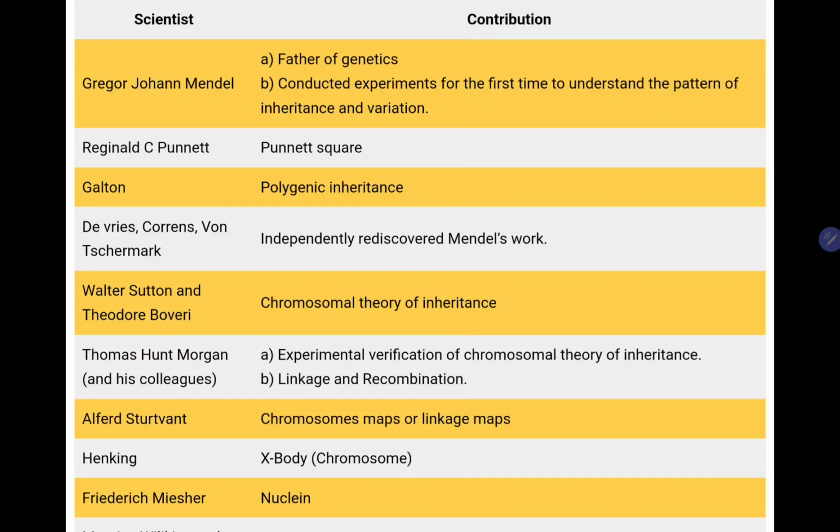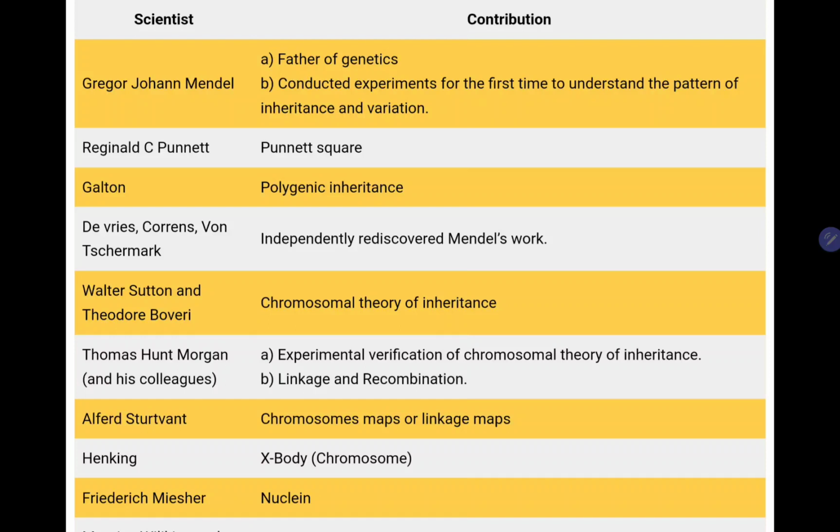And he is the one who gave the terms linkage and recombination. He worked on fruit flies, Drosophila melanogaster. Drosophila melanogaster was suitable because it completes its life cycle within 2 weeks, gives many offspring, and shows many observable contrasting traits. You can even observe fruit flies under a low power microscope.